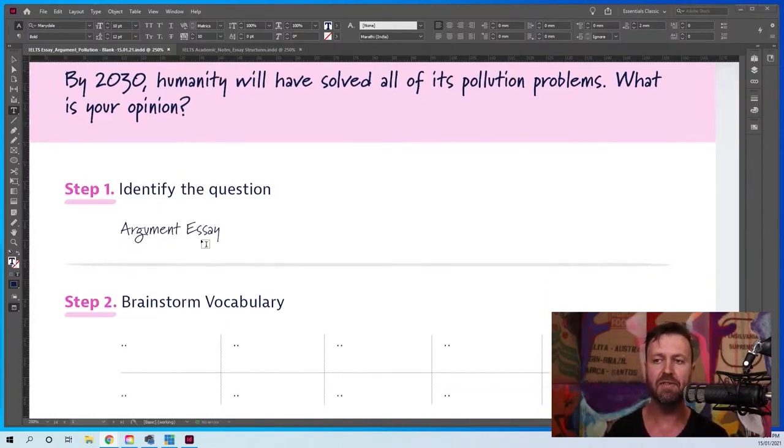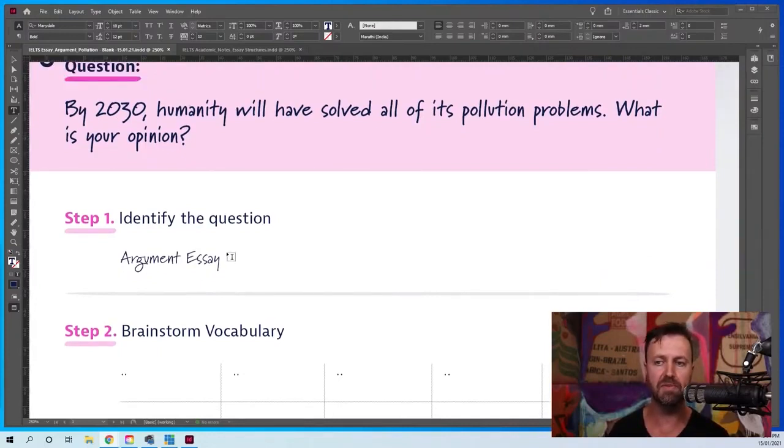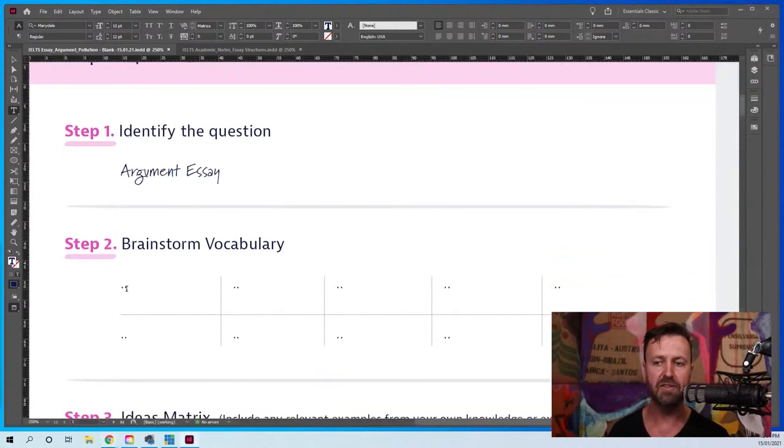Cool. Okay, so we've identified that. So by 2030, humanity will have solved all of its pollution problems. What we need to do now is we need to essentially start listing words that would be good for us when it actually comes to the essay itself.